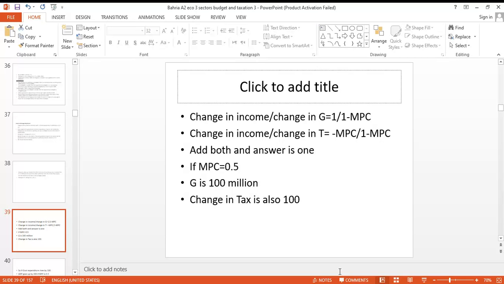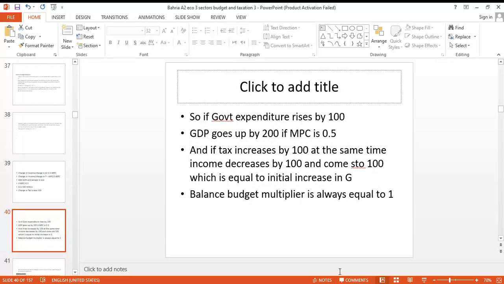government expenditure increases by 100 million. 100, let's say 100. You can write million later on. So the change in tax also has to be 100. That is the main assumption. Okay, so now plug this into the formula.